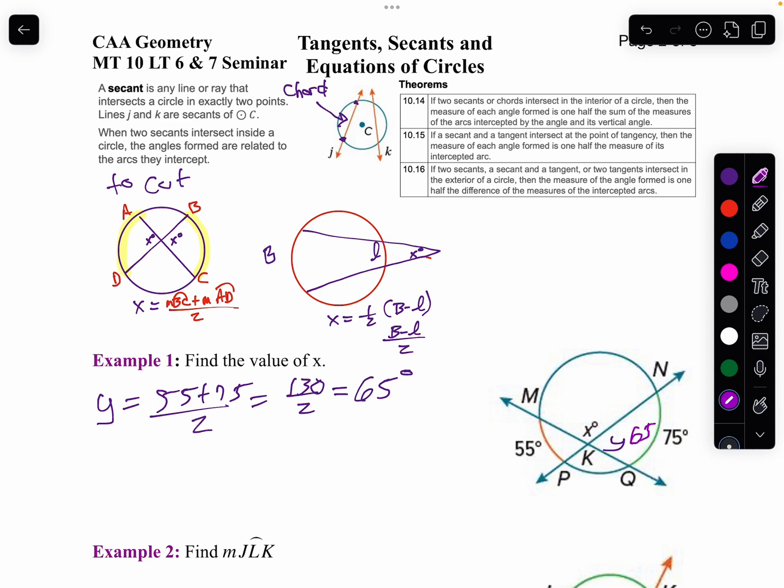Now that I know Y, I can find X, because notice I've got a linear pair. So then X is 180 minus 65, which is 115.